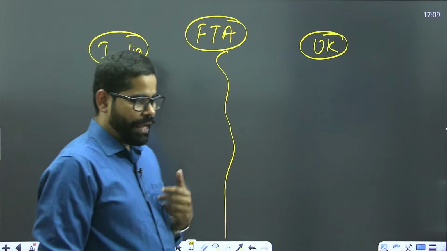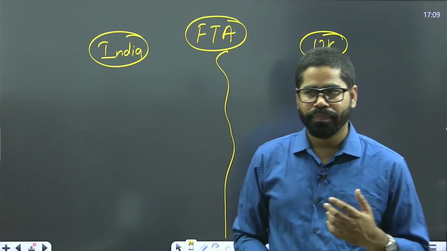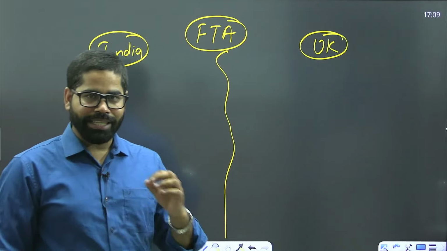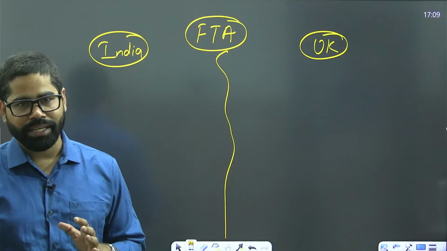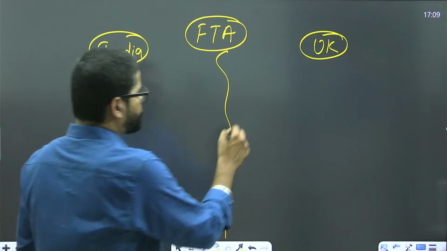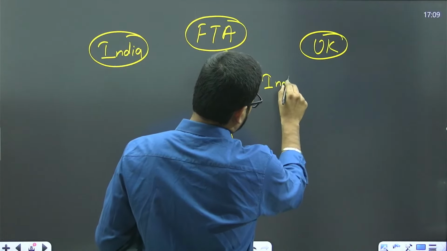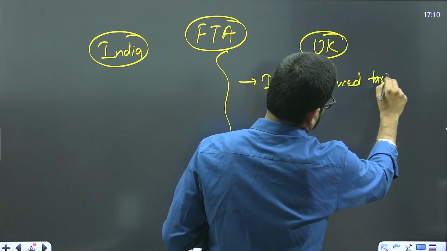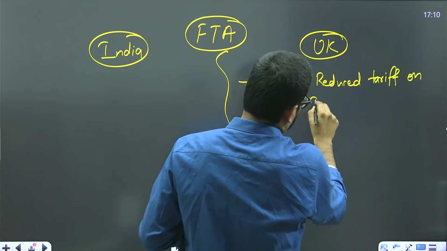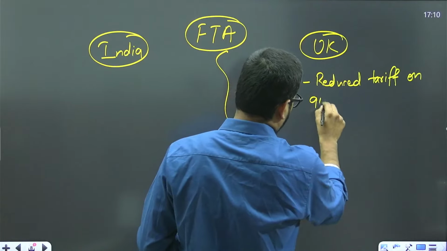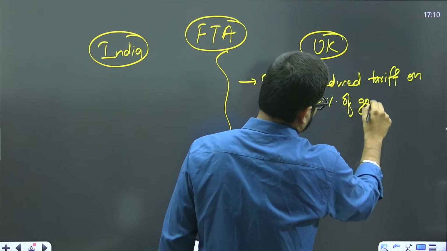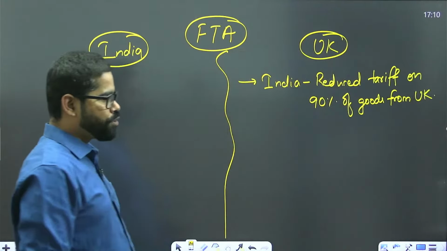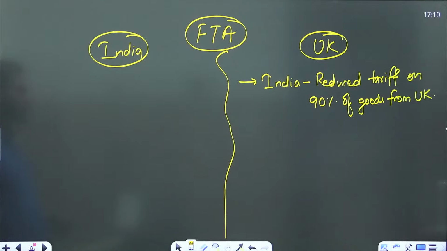So see, if Britain is exporting goods to India, India has decided to reduce tariff on 90% of UK goods in India. India has agreed to reduce tariff on 90% of goods from the UK.